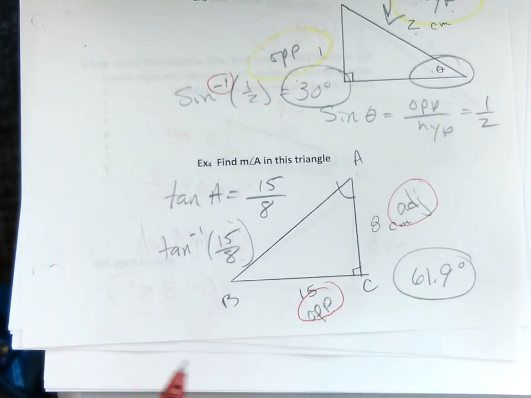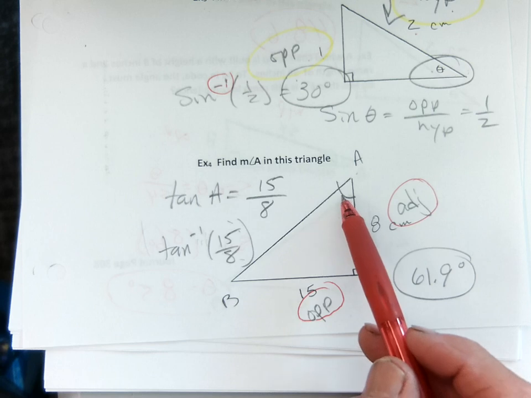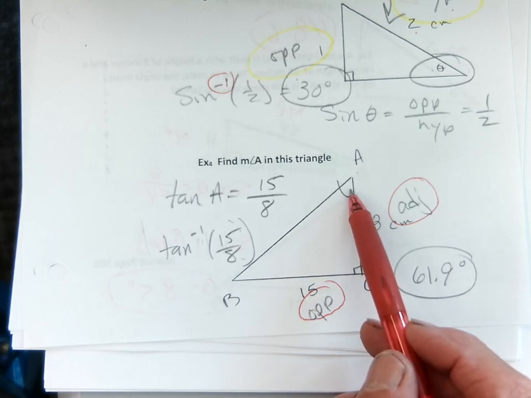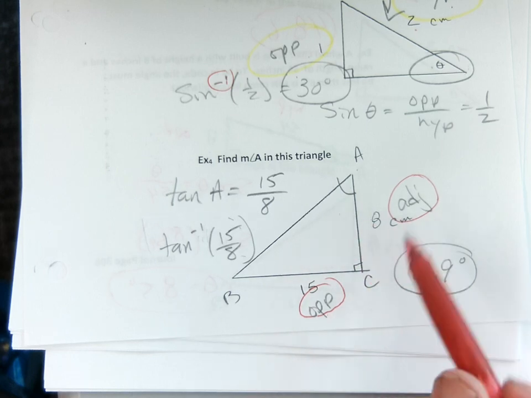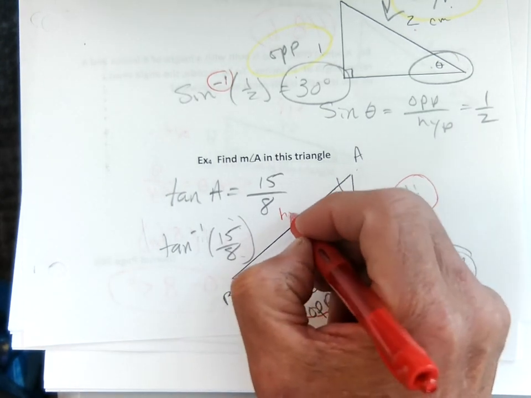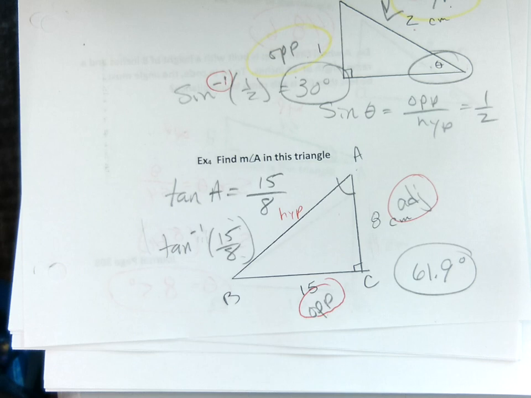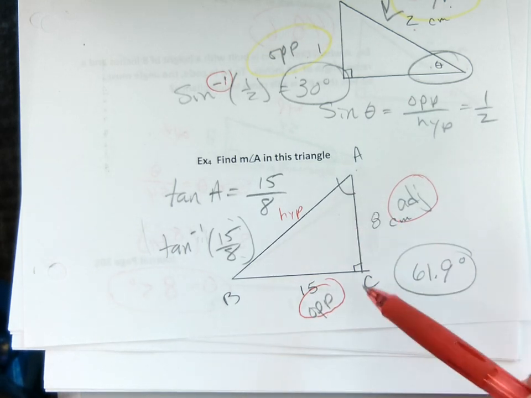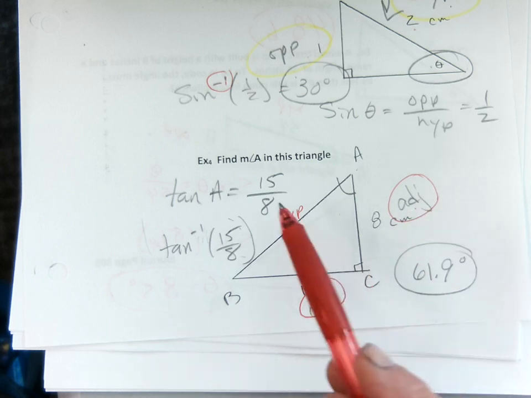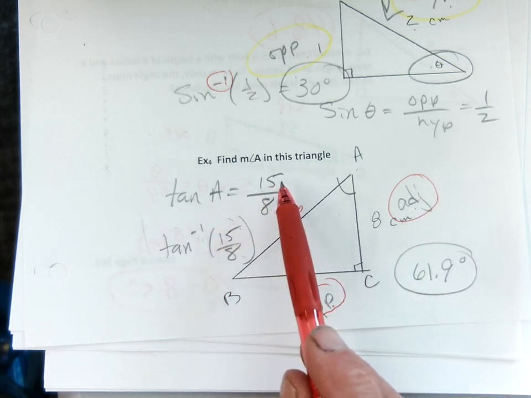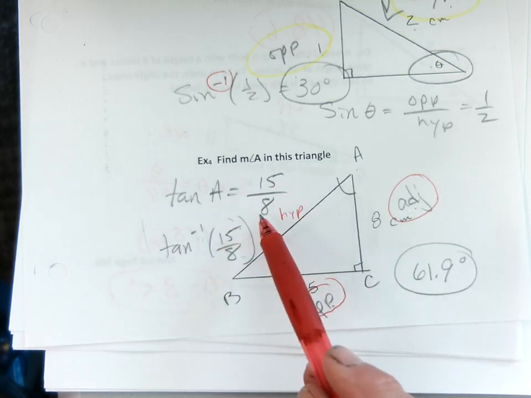So then we looked at example 4, and we want to find angle A. So here's angle A. This side is my opposite, this is my adjacent, and this is my hypotenuse. I don't know anything about my hypotenuse. I don't care. I don't need to, because I have my opposite and I have my adjacent. So I know tangent is the opposite over the adjacent.